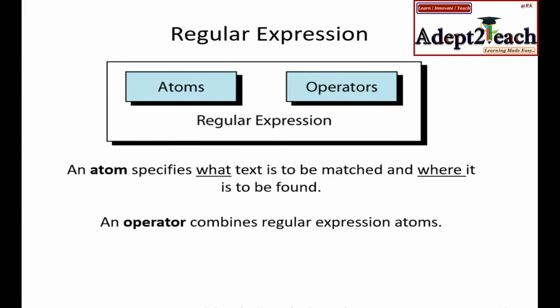Okay, so in the previous lecture, we discussed what grep is, what its syntax is, and how we can use it. Now, in this lecture, we'll discuss the different operators and atoms that a regular expression used in grep is comprised of. A regular expression has two parts, atoms and operators. Atoms mean what text has to be matched and where it has to be found. And an operator is basically used to combine your regular expression.